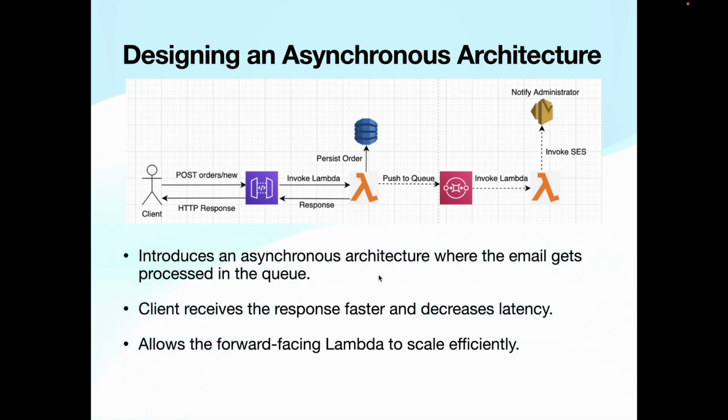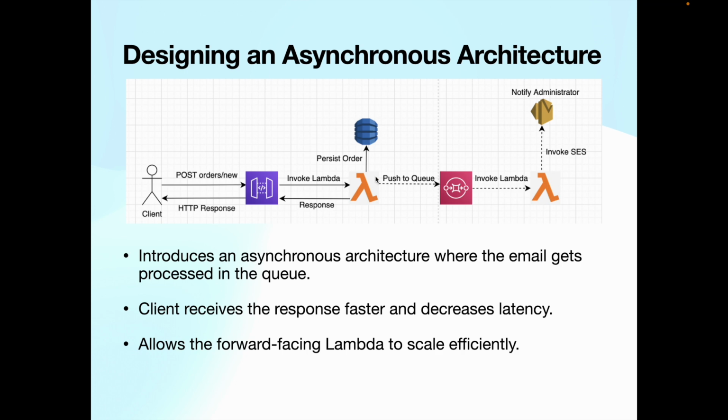Now this uses a new service called SQS, which is known as the Simple Queue Service, where it allows you to process data asynchronously. So you push it into the queue and then it can be processed after a while without the client having to wait. Ideally, what happens is the same process: the client makes a request to the API gateway, and the API gateway invokes the Lambda. The Lambda will first persist the order, and then it will push it to the queue.